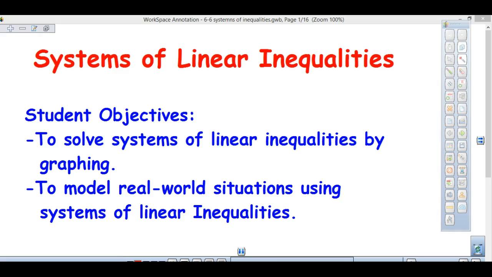All right, so yesterday we graphed linear inequalities, right? Where we had to shade one side or the other. So today we're doing the same thing, only there's going to be two of those linear inequalities, and we have to see where the shading overlaps.